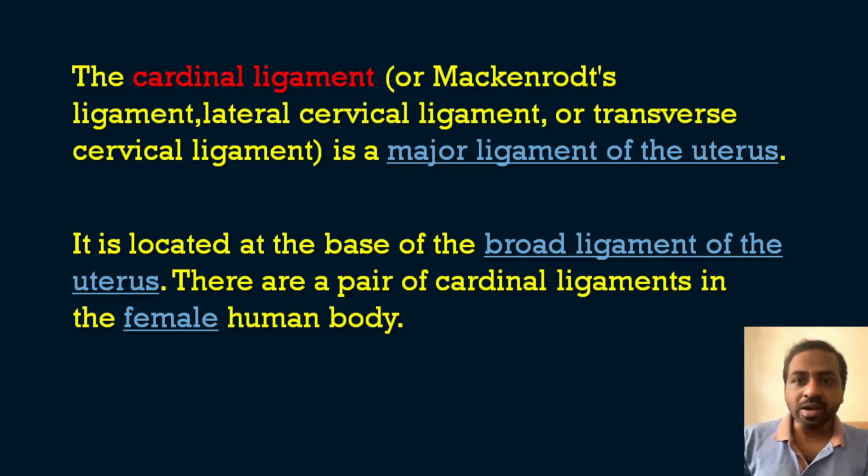That means we have two cardinal ligaments in a female human body. So that's all regarding the cardinal ligament, and this is a major ligament that supports the uterus and the cervix, otherwise known as the Mackenrodt's ligament, or the lateral cervical ligament, or the transverse cervical ligament. Okay, so I think that is clear for you. We will see about the other options also.